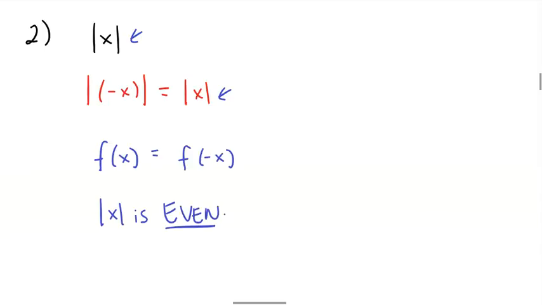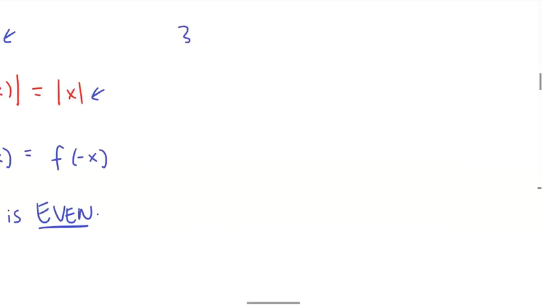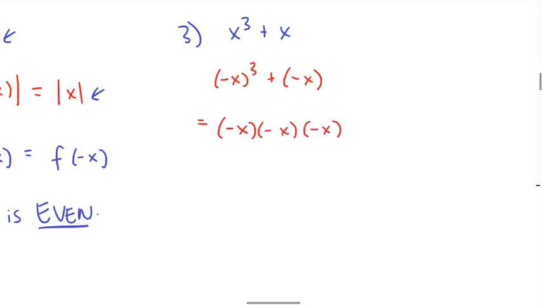All right, let's look at a third example. So example 3 is going to be the function x cubed plus x. Again, we're going to go through the same process. Wherever we see an x, we're going to plug in a negative x. So we're going to have negative x cubed plus negative x. So this is going to be equal to negative x times negative x times negative x. This is all negative x cubed plus negative x.